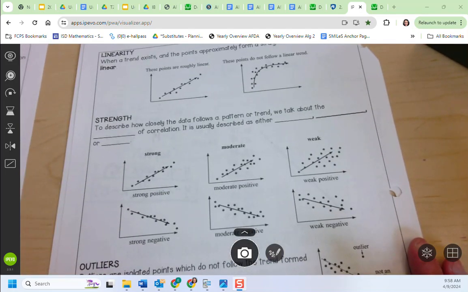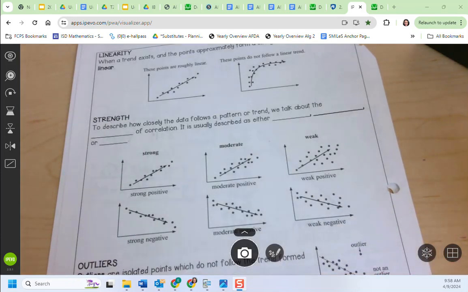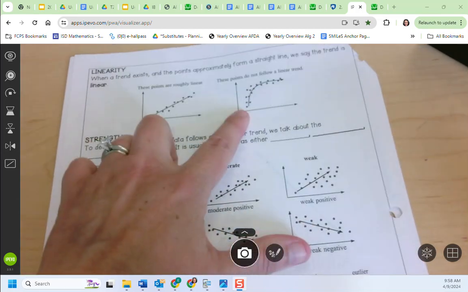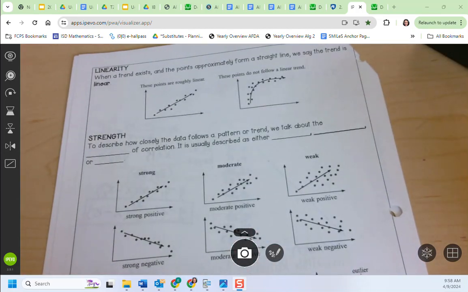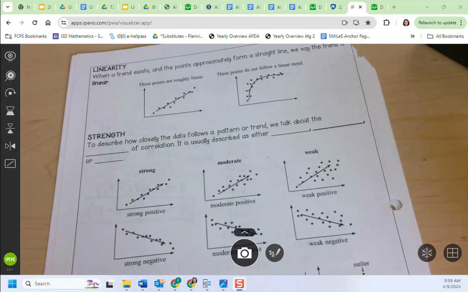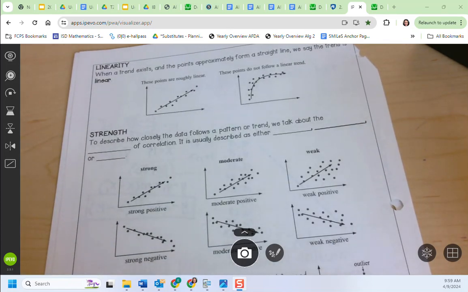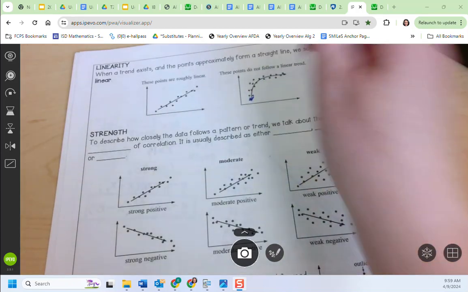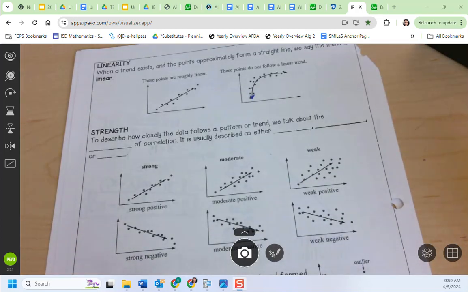All right, when the trend exists, if the points approximately form a linear line, then we would say that the trend is linear. So sometimes the trend is linear, but sometimes it's not linear. Anybody know what shape that would be there? It might be exponential, it might be logarithmic. It kind of looks like a logarithm, but it really depends on if it levels out horizontally or vertically. But that's definitely not linear. Well, it should actually have an arrow in both directions. The leveling out part, you still have an arrow even if you have a leveling out.